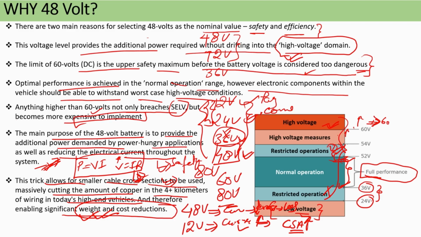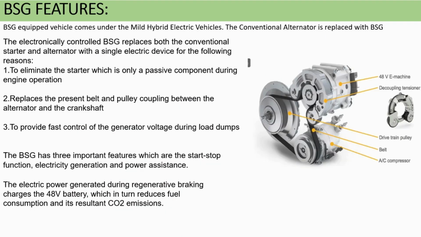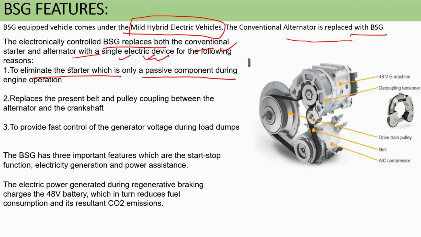I will explain again. Going down to the next one, what is the BSG feature? I already told you this is a mild hybrid electric vehicle, where the alternator is replaced with BSG. The controlled BSG replaces both the conventional starter and alternator with a single device. What will it do? It eliminates the starter, which is only a passive component during engine operation.